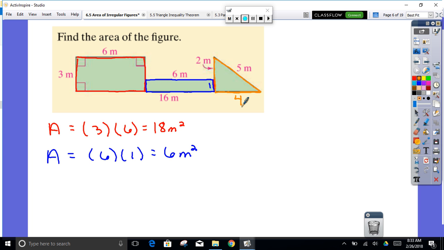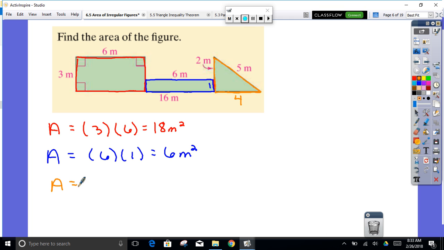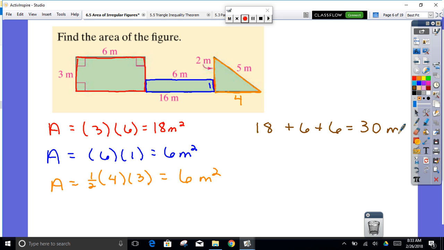And then what's the height of that triangle? Brayden? 3. Good. Going back, we can look over here at the height of the rectangle. So the area of the triangle is 1/2 the base times the height. 4 times 3 is 12. Half of that is 6. So the area of the triangle is 6 square meters. So when we add those all up, we have 18 plus 6 plus 6 equals 30 square meters.